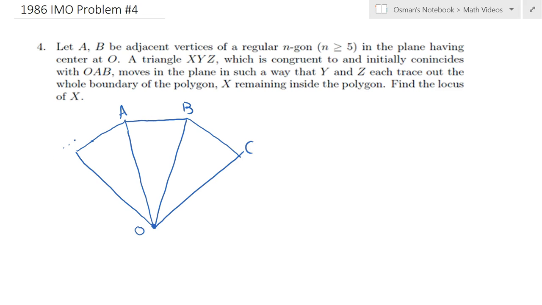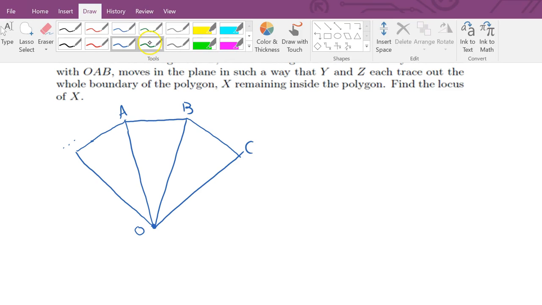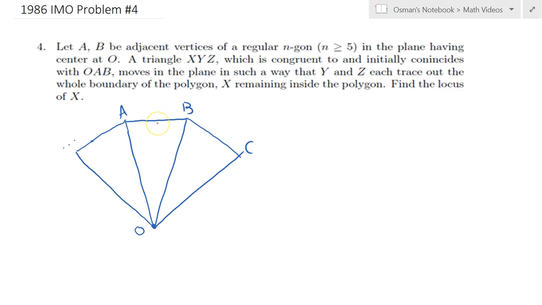And what happens is we have another triangle XYZ, which I will probably draw with another color, say red, which is congruent to AOB, and it traces out the boundary of our polygon. So this XYZ would look like something like that, as it traces out. So that's point Y, that's Z, and that one is X. As it traces out on the boundary of our n-gon, the question is asking for the locus of the points X.